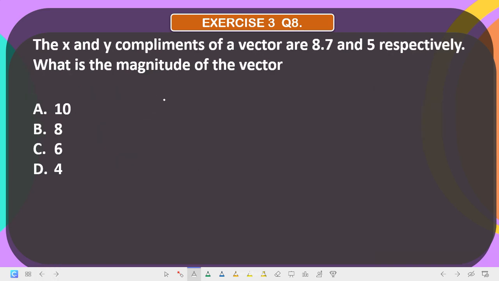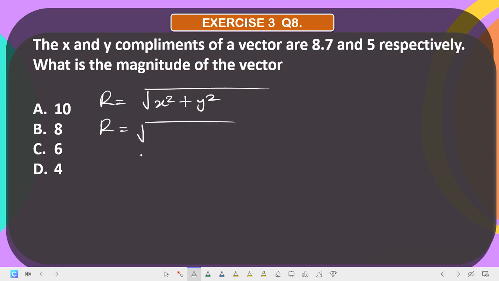The s and y components of a vector are 8.7 and 5 respectively. What is the magnitude of the vector? Now you have resultant equals the square root of s squared plus y squared. This is how to find the magnitude. R will be equal to, what is your s given in this question? It is 8.7. So you say 8.7 squared plus y squared, which is 5 squared.